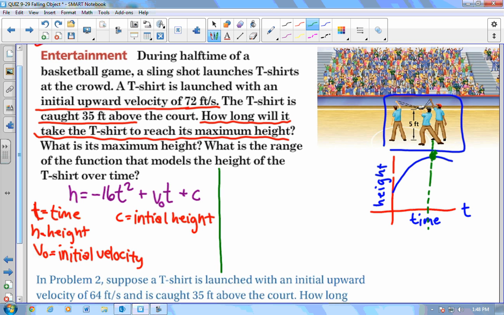So, let's plug in. H equals negative 16. We need the full standard form yet. Do we know the initial velocity? 72 feet per second, and we just have to write the 72. T plus, do we know the initial height? It is not 35, that's a trick. It is 5, you have to look from the picture.